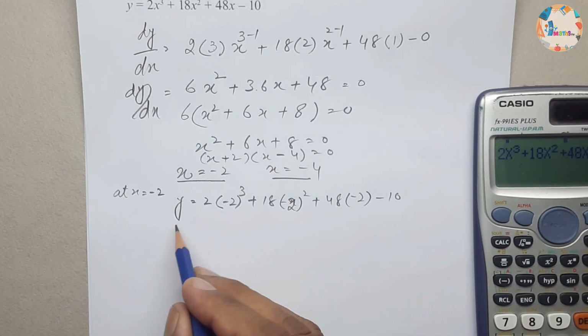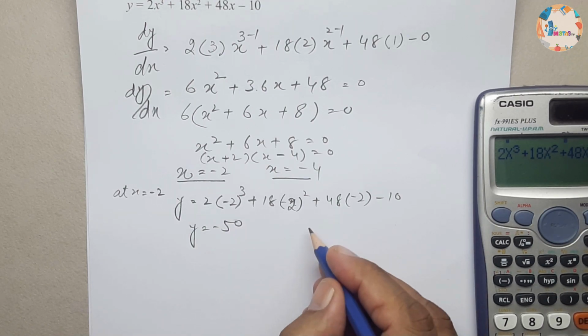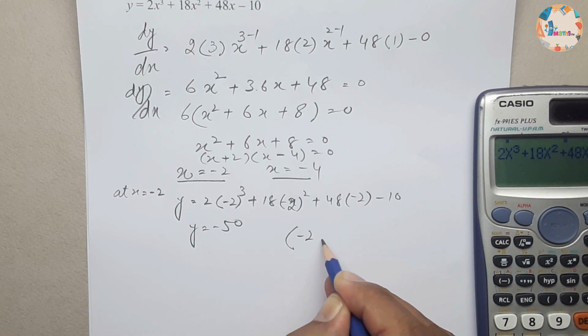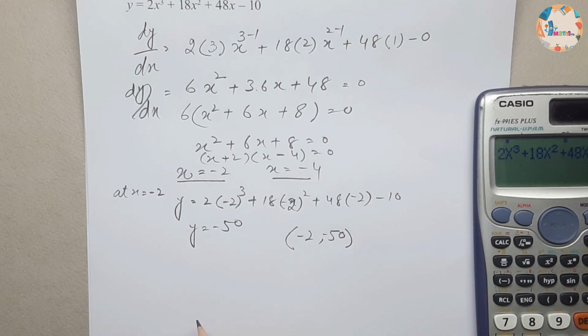So at this one, y will be equal to minus 50. So our point will be minus 2 and minus 50. So this will be our point.